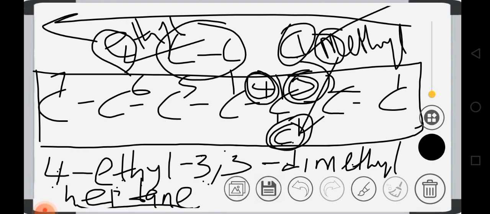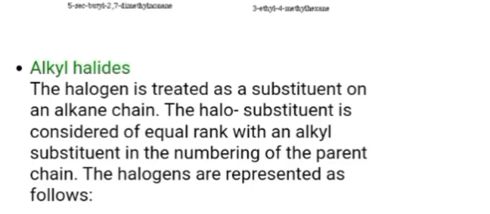So let's look at more rules, and then we'll look at more names. For alkyl halides, which means alkyl and halogens, how do we do it? The halogens are treated as substituents. Take note of that. Just as we treat all those alkyls as substituents, we treat halogens as substituents as well. On an alkyl chain, the halo substituent is considered of equal rank with the alkyl substituents in the numbering of a parent chain.